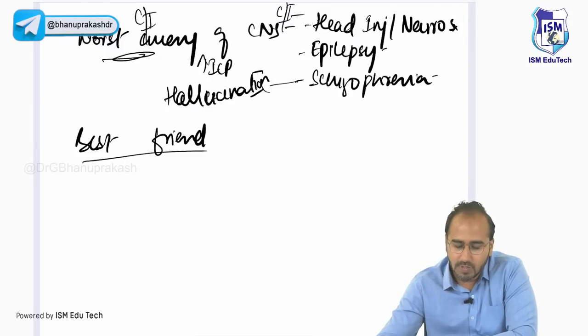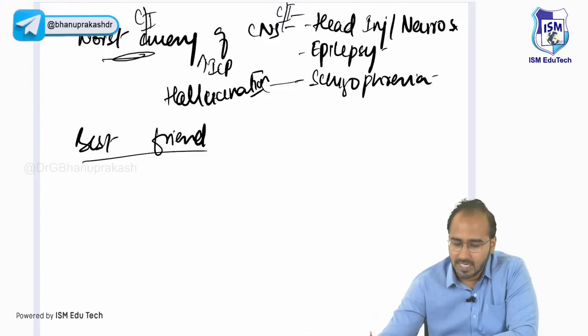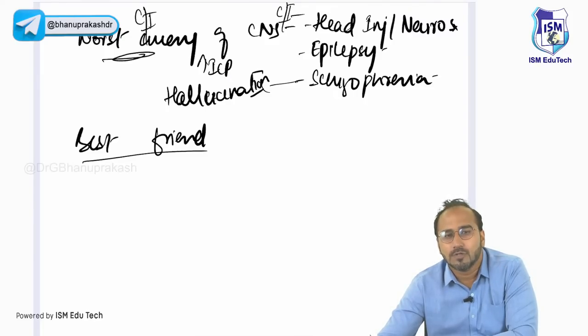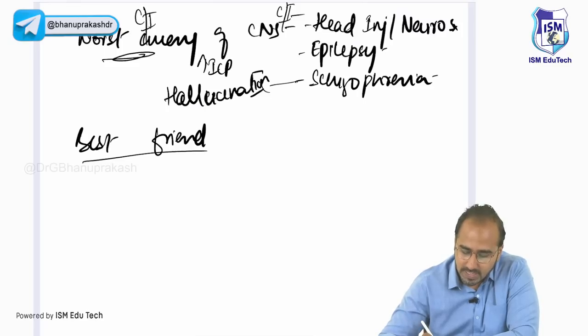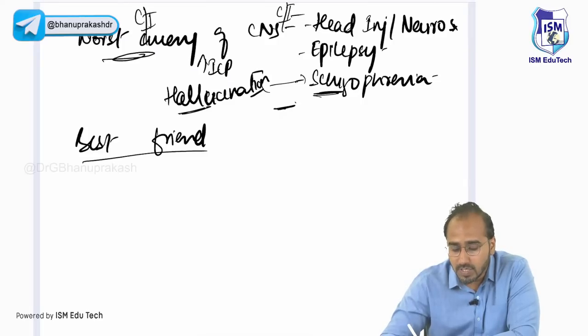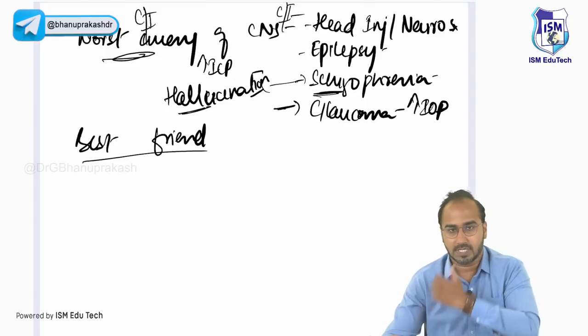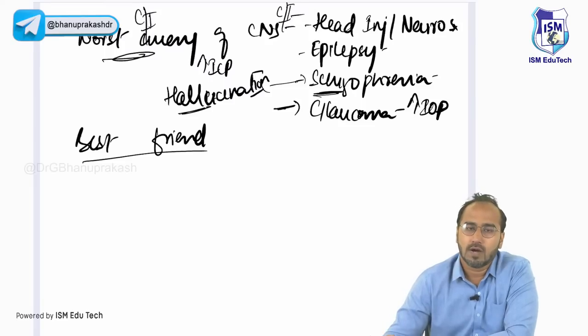So remember, guys, while the patient is recovering from the effect of ketamine, the patient will have hallucinations and delusions, nystagmus and all. Those are called dissociative anesthetic symptoms. So remember, ketamine causes hallucination. That's why it is contraindicated in schizophrenia. Ketamine is also contraindicated in glaucoma. Why? Because it increases the intraocular pressure.